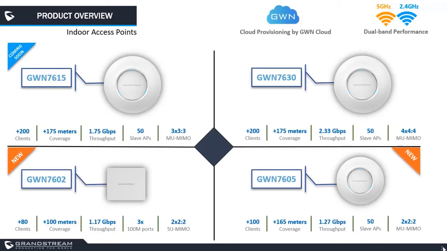In terms of the number of SSIDs supported by each access point, the GWN7615 and GWN7630 can be configured with up to 16 SSIDs. And for GWN7605, you can have up to 8, and GWN7602 can have up to 4 SSIDs configured.